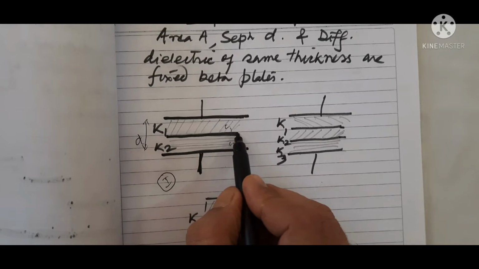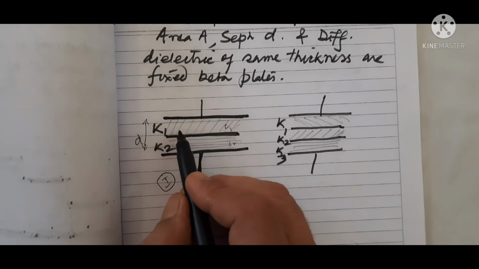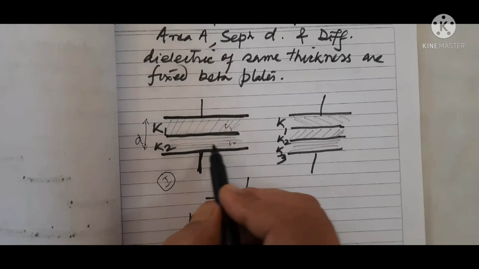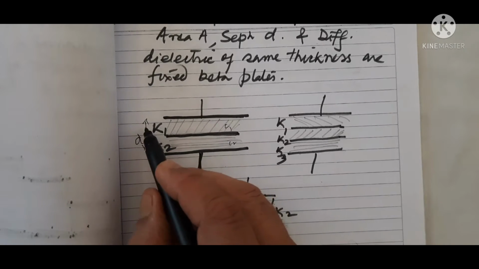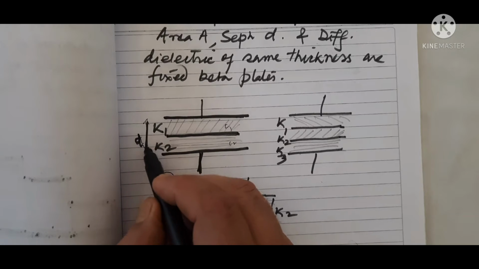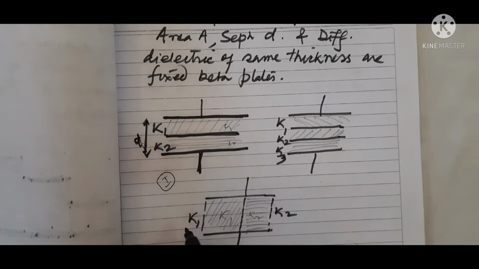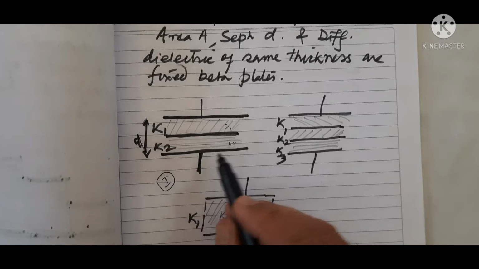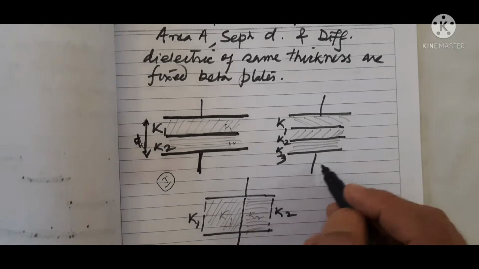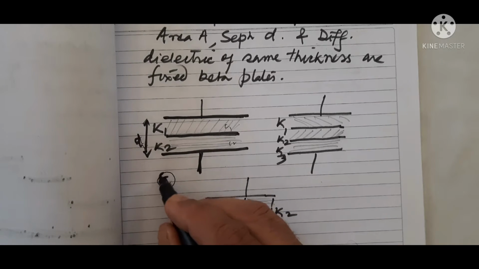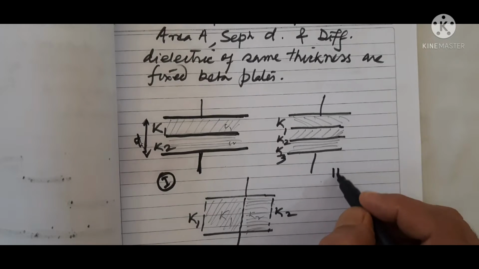In between, it is given that the K1 medium is there, here K2 medium is there, and the separation is D, total separation. So we have to find the capacitance. This is the first case, and this is the second case.